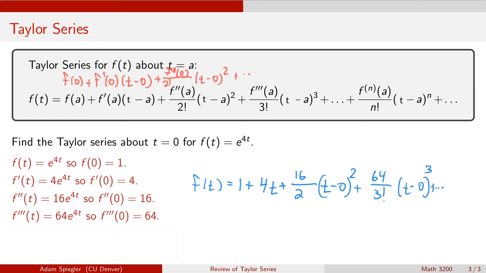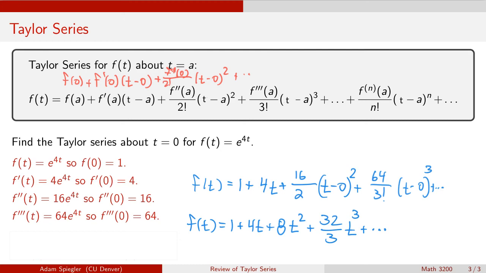And so if we simplify this a little bit, then we can write this as 1 plus 4t, 16 over 2. Let's just write that as 8. t minus 0 squared is just t squared. And then we have 64 divided by 6. And simplifying that, that could be reduced to, for example, 32 over 3 times t cubed, and then dot, dot, dot.